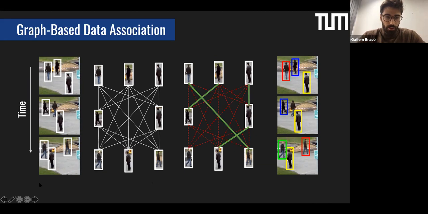So in summary, the idea is that by seeing the problem as a graph partitioning problem, we can reduce tracking to identifying a subset of edges in the graph that will be representing these trajectories.